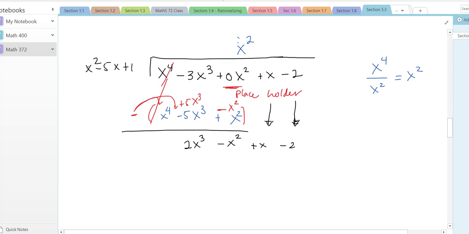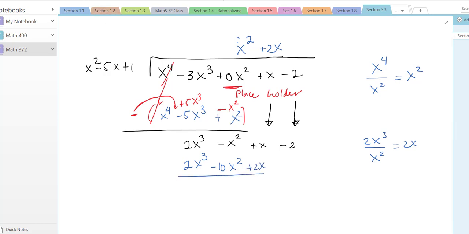So what do I multiply x squared by to get 2x cubed? Yep, that'll be plus 2x. And again, you can do it by taking the leading term of your dividend divided by the leading term of your divisor. This reduces to 2x. So that's what I put in the quotient. And then we do it again. So 2x times x squared is 2x cubed. We want these to be exactly the same so that when we subtract, they cancel. 2x times a negative 5x is negative 10x squared. And then 2x times 1 becomes just plus 2x.